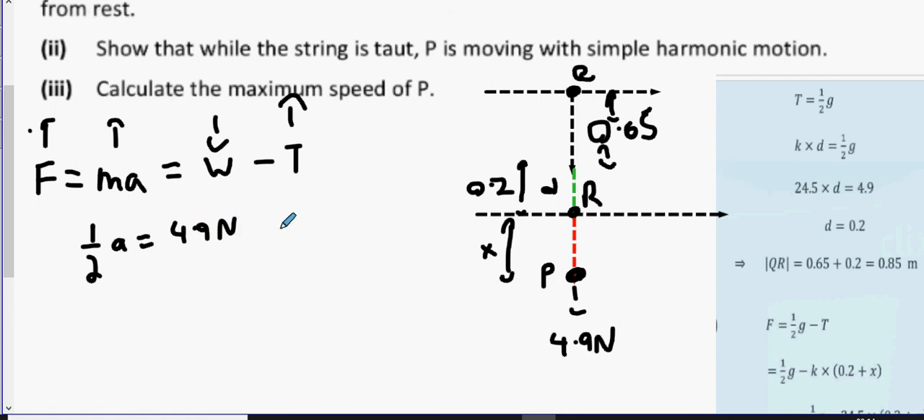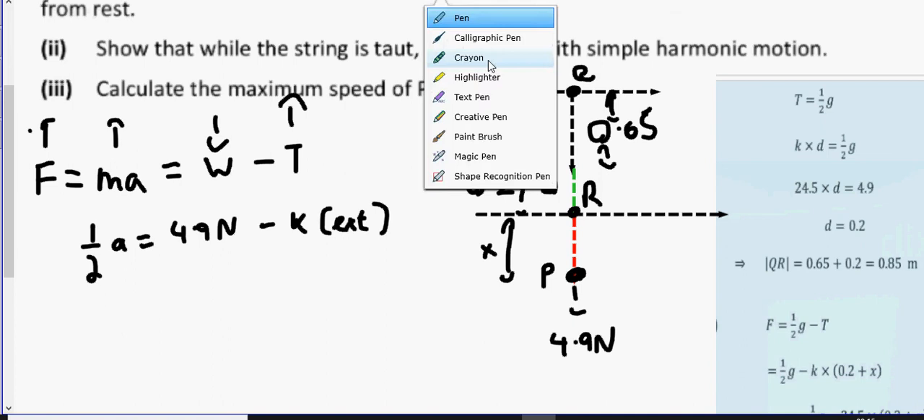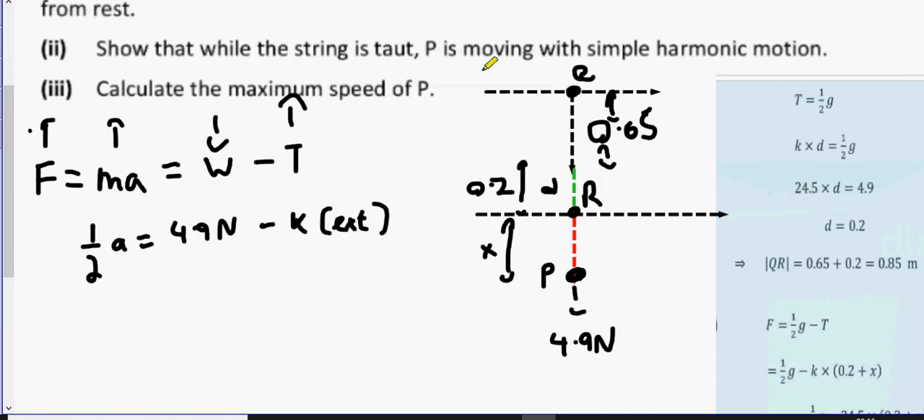Now once again, we can do minus K times extension. It's quite obvious what the extension is, isn't it? Can anybody read what the extension is from a diagram? What else though? It's the extension above the natural length. So the black line represents the natural length. The green line represents the extension at equilibrium, and the red one represents the new extension below equilibrium. So what is your total extension then? Yeah, it's your x plus your 0.2.